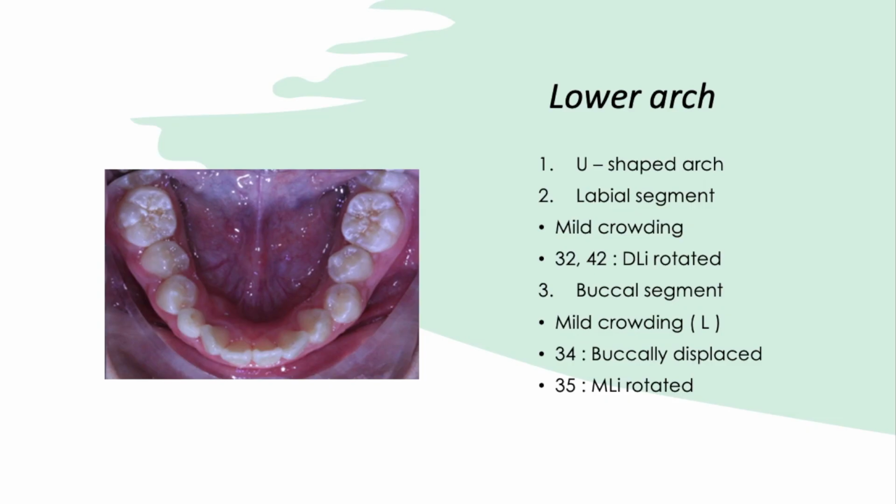For the lower arch, it is a U-shaped arch presented with mild crowding on the labial segment and distolingually rotated 23 and 42. For the buccal segment, 34 is buccally displaced while 35 is mesiolingually rotated.